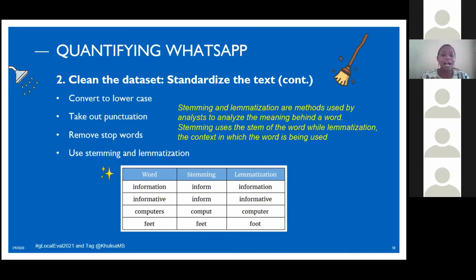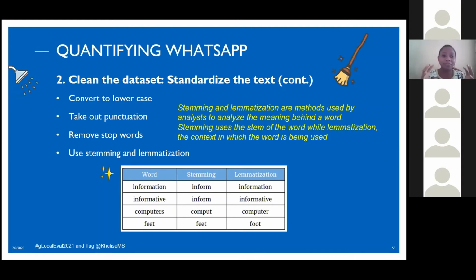But if you have something, let's say in the plural form like computers, if you do the stemming, it will bring it down to compute. And if you do lemmatization, it will bring it down to computer. So it's removing the S from computers and bringing it to computer.